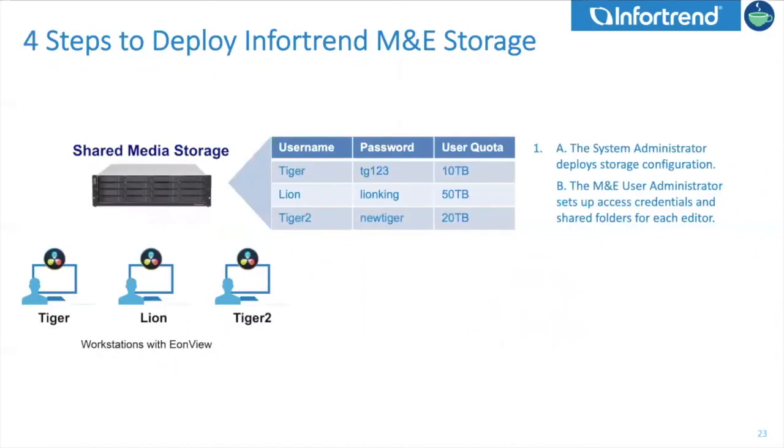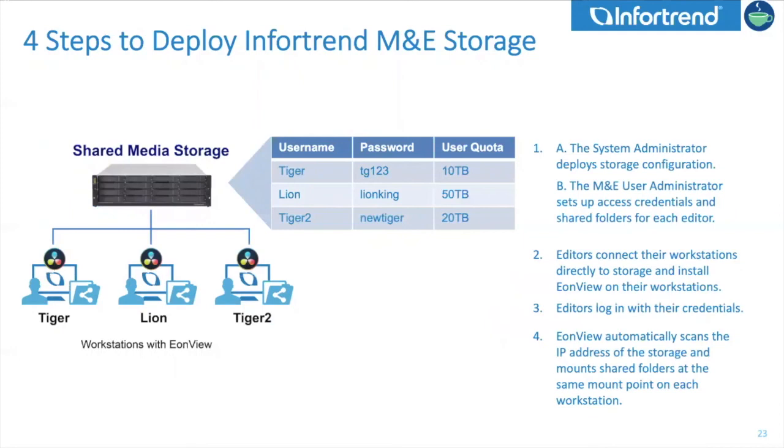So I think I've just touched over this. There's really 4 key steps to deploy the system. One, the administrator deploys and configures, and the M&E user would then set up the access controls and credentials. Editors simply install and fire up EonView on their workstation. The editors can log in with the credentials that have been given, and then EonView automatically scans the storage and mounts the work folders that are eligible for that particular user.